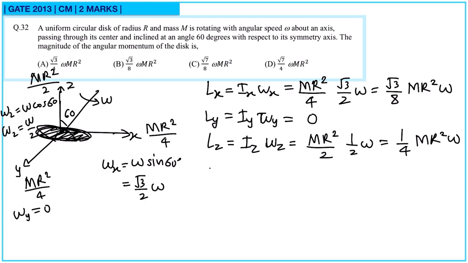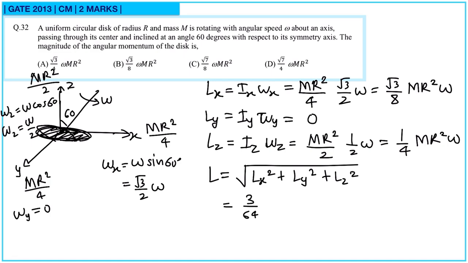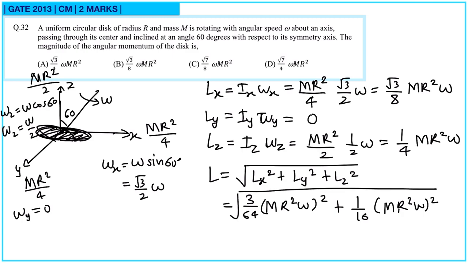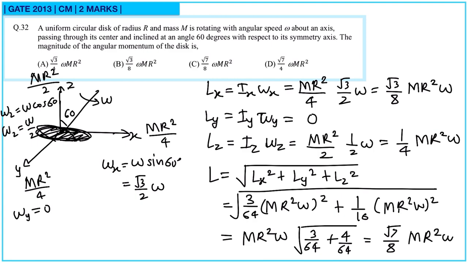mr square omega. Now L, the magnitude of total angular momentum, is the square root of Lx square plus Ly square plus Lz square. So this is equal to the square root of 3 by 64 mr square omega square plus 1 by 16 mr square omega square. So this is mr square omega under root 3 by 64 plus 4 by 64, which is root 7 by 8 mr square omega. So option C is correct.